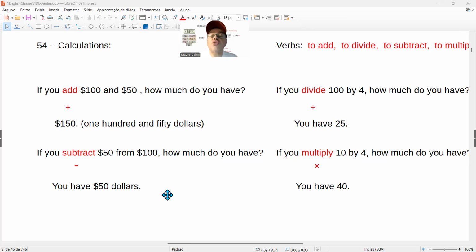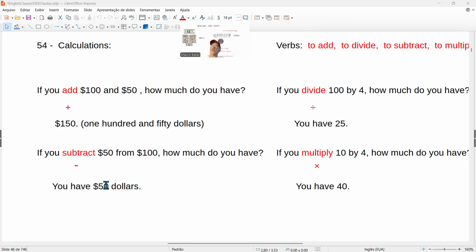Alright? If you subtract $20 from $100, how much do you have? You have $80. 80, right? Tira o 20 de 100, 80. Perfect. If you subtract 50 cents from $1, how much do you have? Excellent. If you subtract 50 cents from $1, you have 50 cents, right?